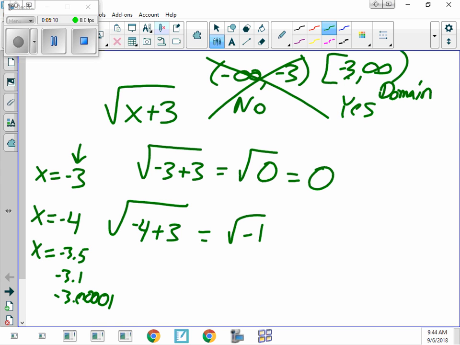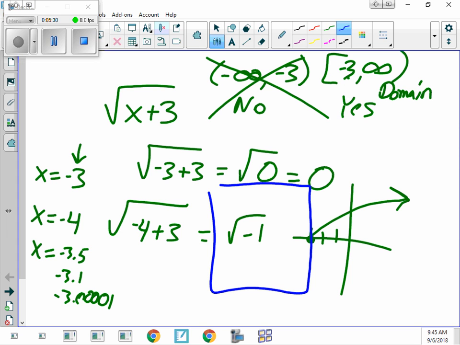Now graphically, it's going to look like this. Negative 1, 2, 3, and the graph looks like this. Okay? There is no graph to the left of negative 3. Does everybody see that? There is nothing over here. Why is there nothing over there? Because when you plug in any of these x values, you're going to get an imaginary number. And we can't graph imaginary numbers in the xy plane. Okay? So that's one way to break a domain.